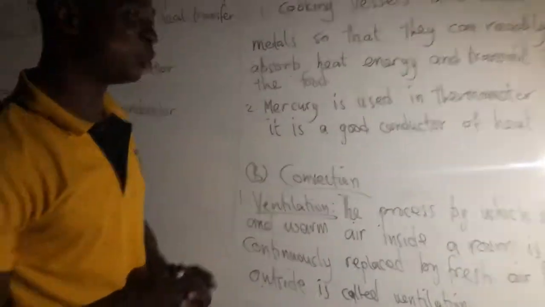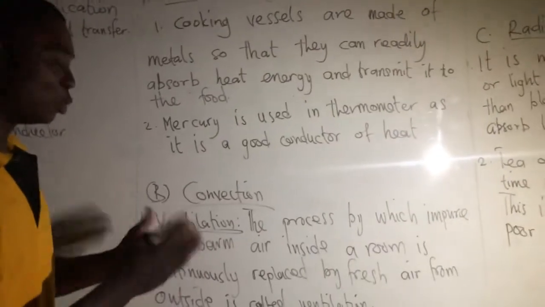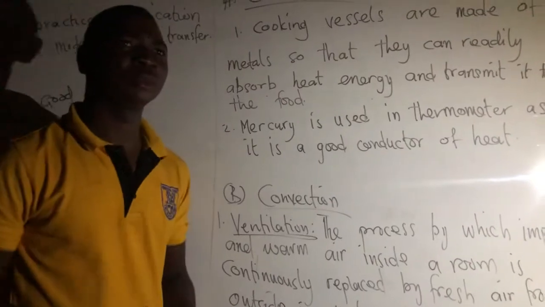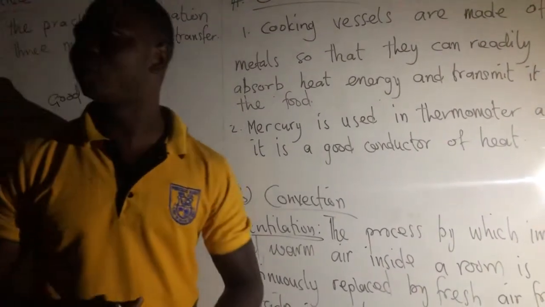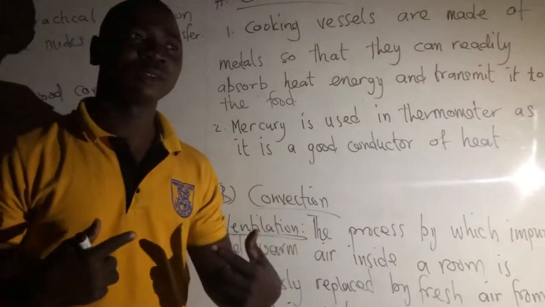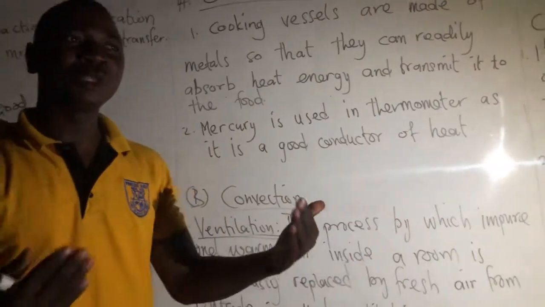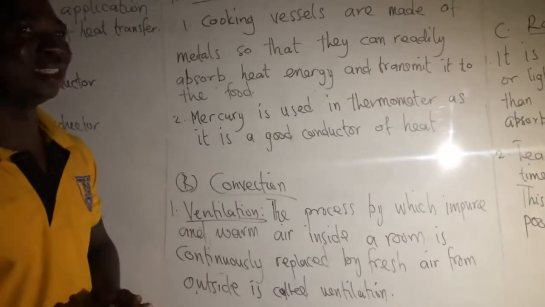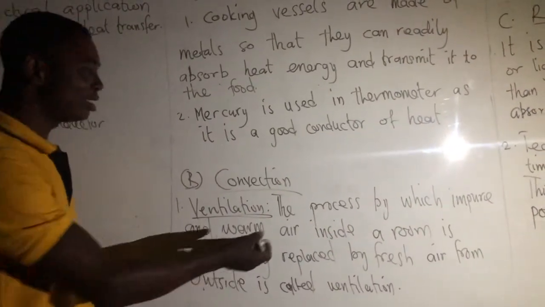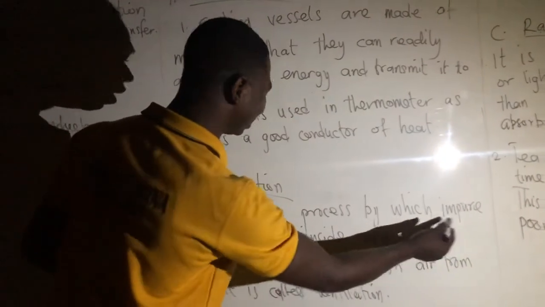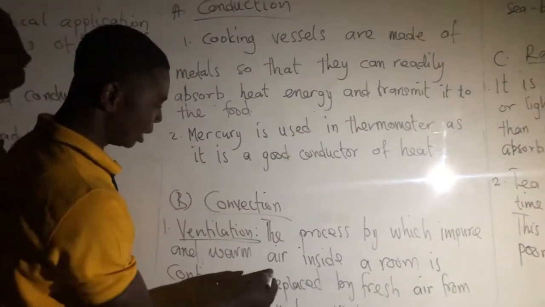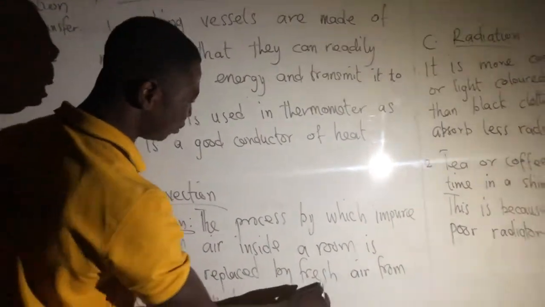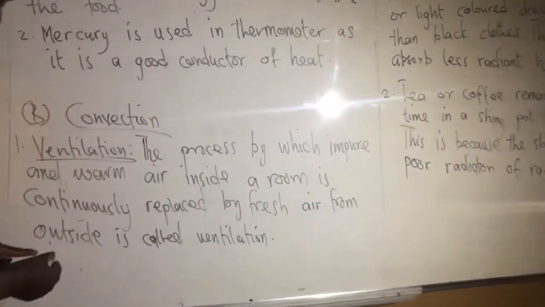The convection mode of what? Heat transfer. The practical aspects. One is ventilation. When we talk of ventilation, you see our house, there are windows. The windows help us to get fresh what? Air. That is ventilation. So ventilation is the process by which impure and warm air inside a room is continuously replaced by fresh air from outside.